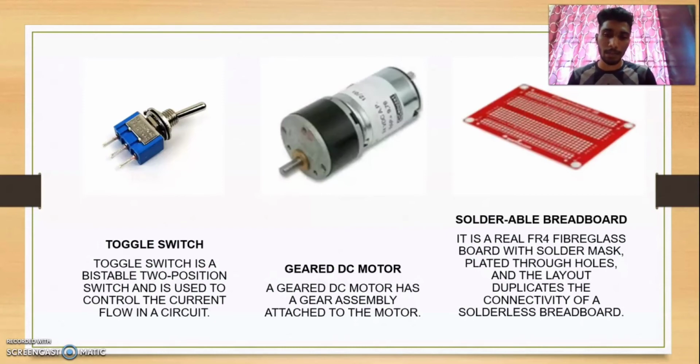Okay, the eighth will be the gear DC motor. In this case we are using a gear DC motor which has 55 RPM, 12 volts, that is able to rotate more than 500 grams of weight. And we are using a solderable breadboard. On this breadboard we solder our resistors, switches and the input and analog pins for the Arduino.